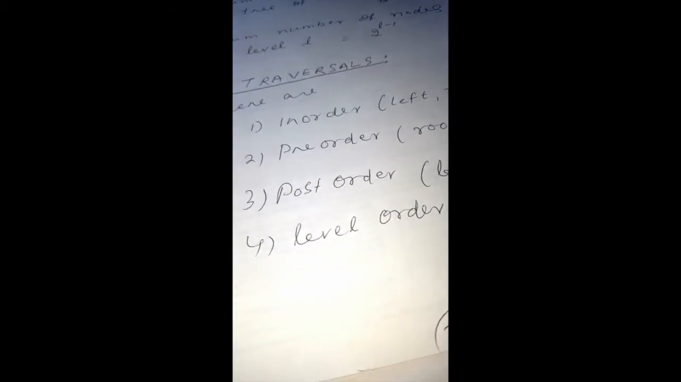Now another thing I want to tell you about is tree traversals. There are basically 4 types of traversals which can be done on a tree. One is the in-order traversal. That means first you go to the left, then the root, and then the right child. In a pre-order traversal, first you print the root, then the left child, and then the right child. In a post-order traversal, you first move towards the left, then the right, and then finally the root. In a level order traversal, we traverse a particular level and print each level from left to right.